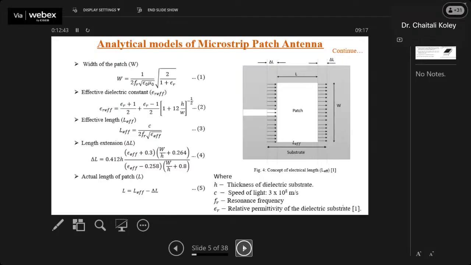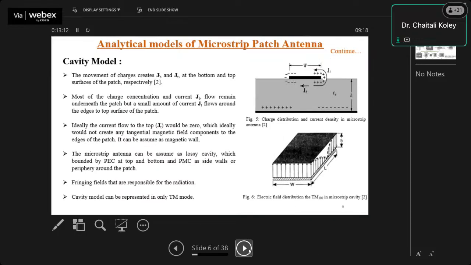From the transmission line model, we can calculate the width of the patch. Then we can calculate the effective dielectric constant as well as the effective length of the patch, the length extension and the actual length. These are all standard equations we can get from every book. So this is about the analytic transmission line model, where we do all those calculations for the microstrip patch antenna. And this is the concept of the cavity model.